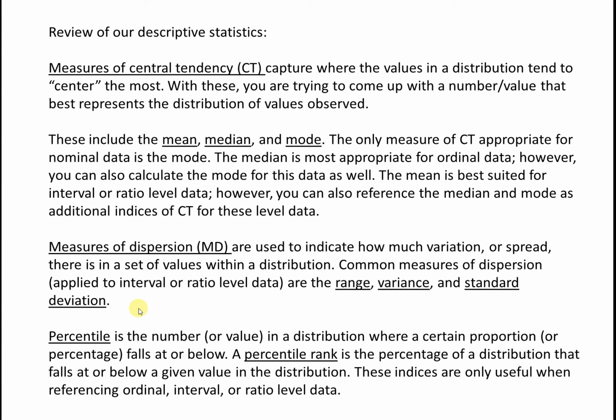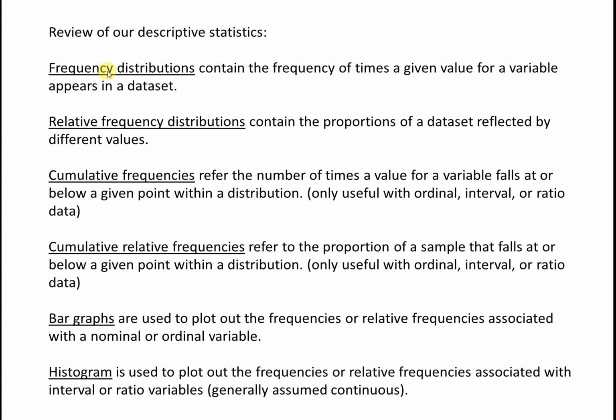A percentile is the value in a distribution where a certain proportion or percentage of the distribution falls at or lies below. And a percentile rank is the percentage of a distribution that falls at or below a given value. So a percentile rank and percentile are two sides of the same coin. Frequency distributions contain frequency counts of the number of times values for a variable appear in a data set.